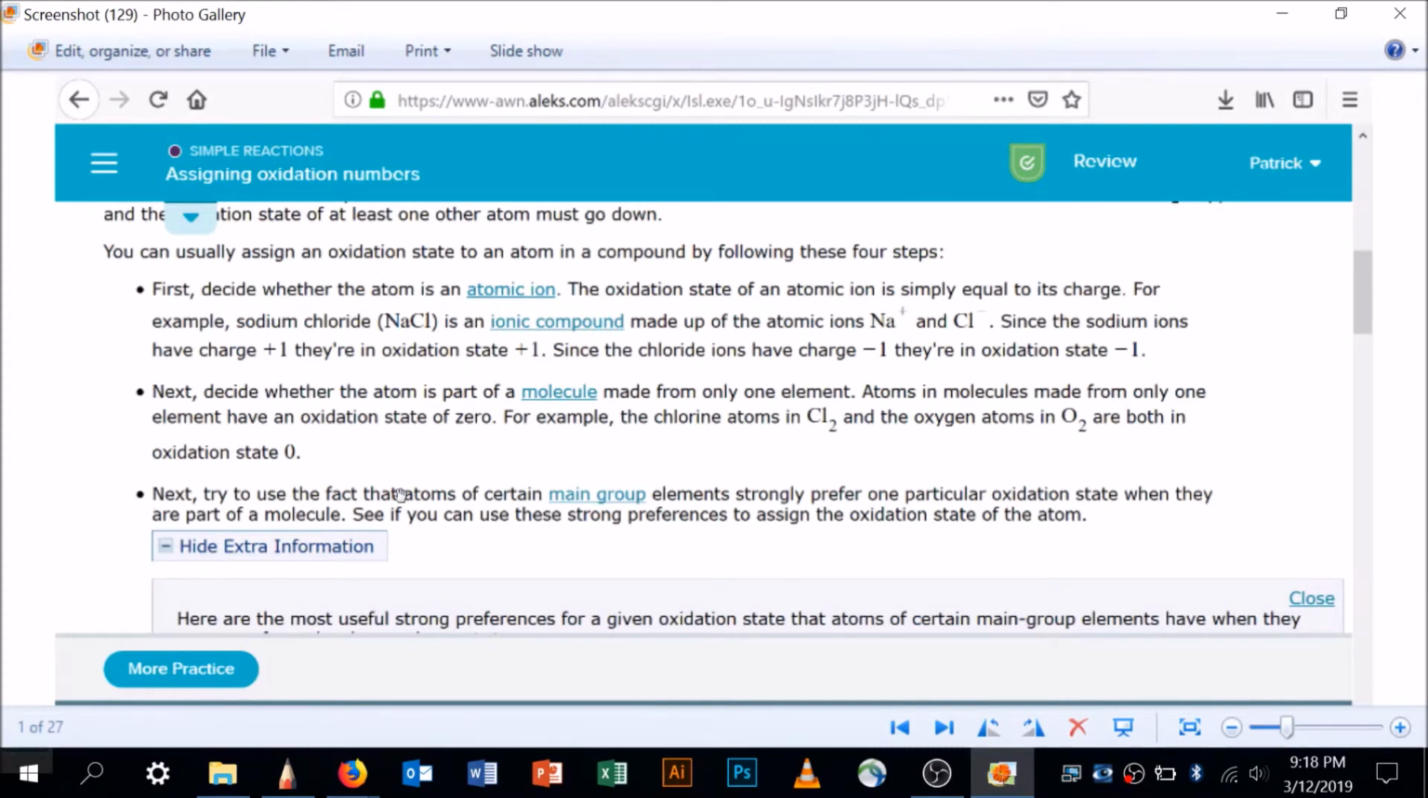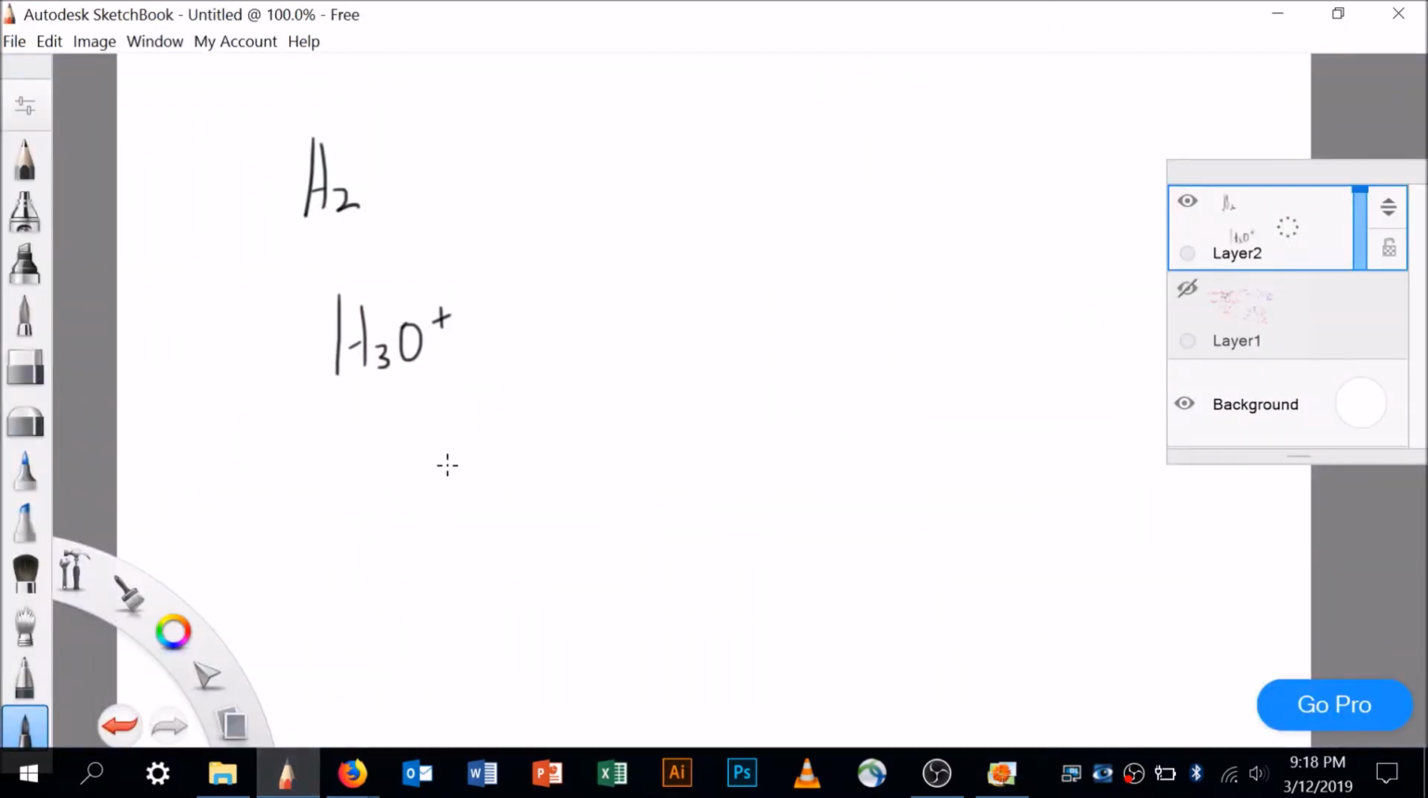Next, try to use the fact that the atoms of a certain main group element strongly prefer one oxidation state. Yeah, because they're main group elements, right? And so we know oxygen has a tendency to take on a -2.